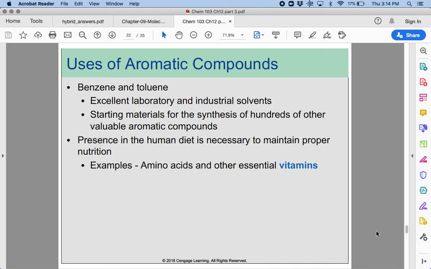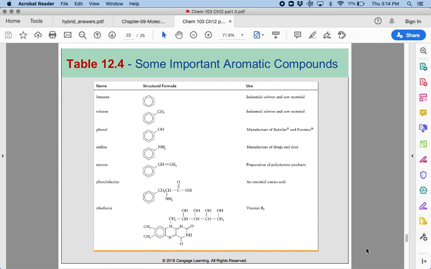They're also really important in our diet. So amino acids and other vitamins that we have to take to kind of be functional have aromatic compounds in them. So here's benzene and toluene, phenol, but then we start getting into things like aniline, styrene, phenylalanine, and here's riboflavin. This is an aromatic compound. This is basically what vitamin B2 is. So aromatic compounds are the whole range of interesting solvents all the way to essential vitamins that we need in our body.